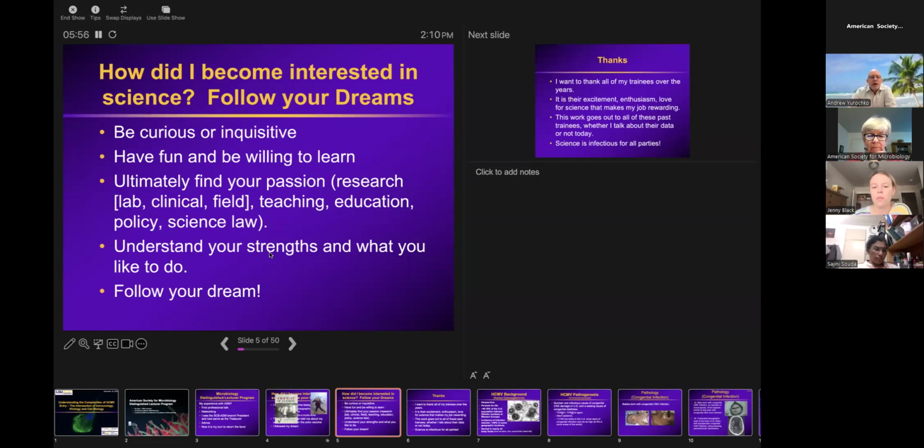I also think it's important to understand your strengths and what you like to do. If you like sitting at a microscope for 10 hours a day, do it. If you hate it, do not do that. And that doesn't mean you can't be a good scientist. It means find what you like doing and find a way to do that.